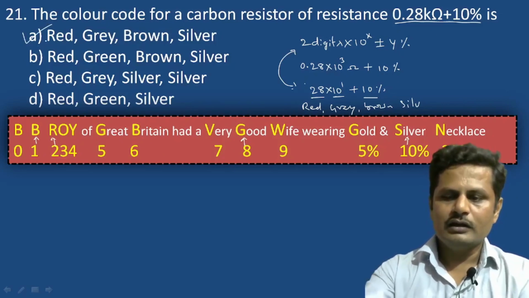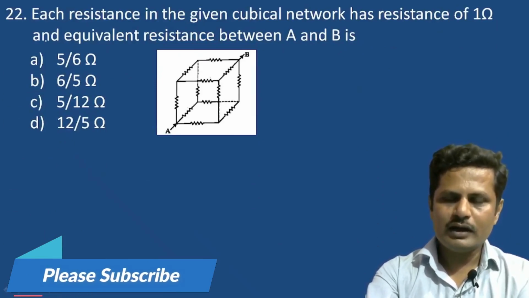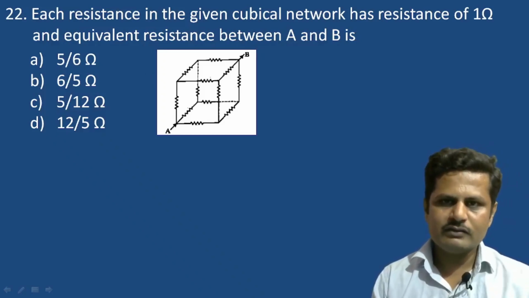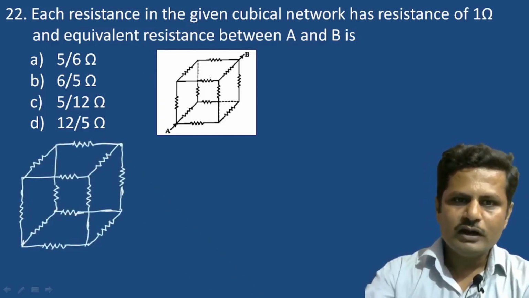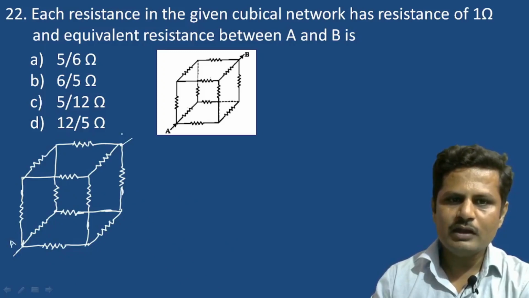Okay. Let me move to the next question. Each resistance in the given cubical network has resistance of 1 ohm, and the equivalent resistance between A and B is. Here we need to find out the equivalent resistance between the body diagonal of the cube. This A and B are the end points of the body diagonal. If I join these 2 points, we will get the body diagonal.